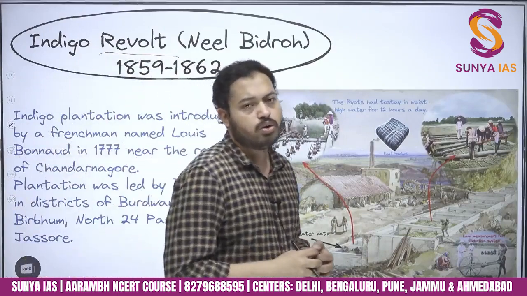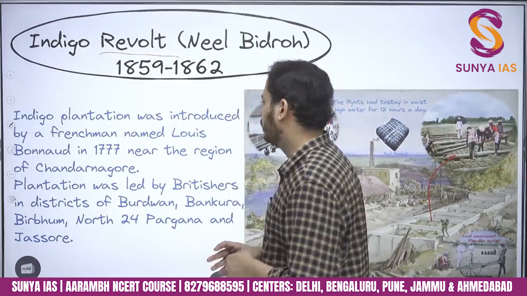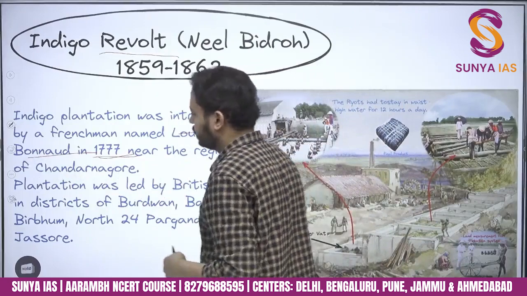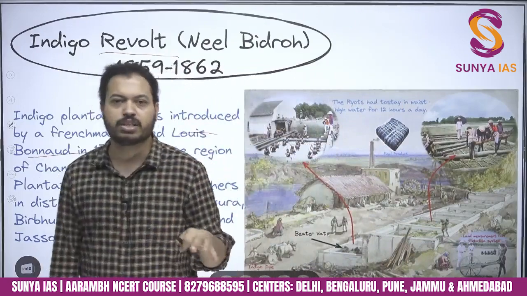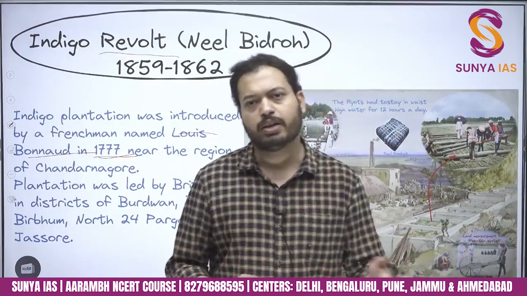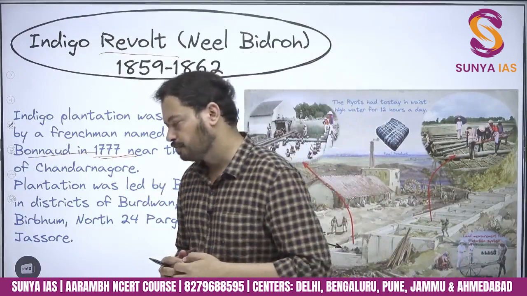So indigo plantation in India was started by a French man. His name was Louis Bonnaud, in 1777, in the region nearby Chandannagar. Chandannagar was a French factory. Over there only they started producing indigo, farming indigo.